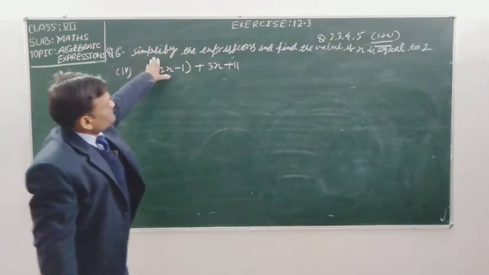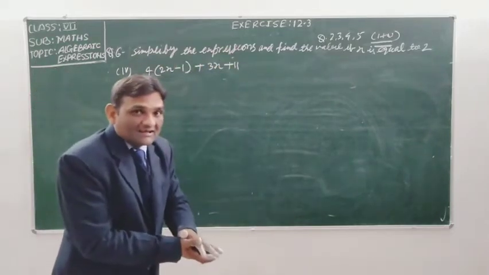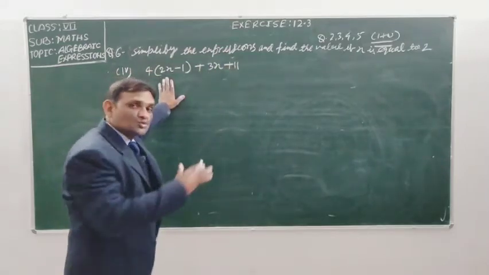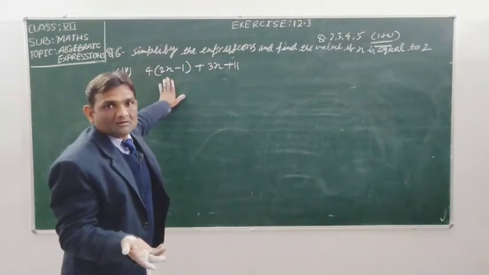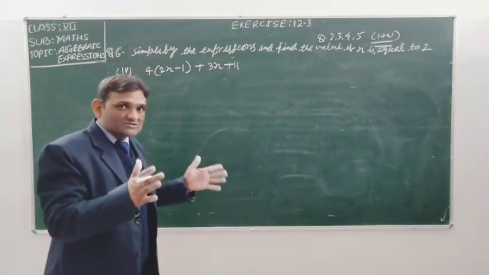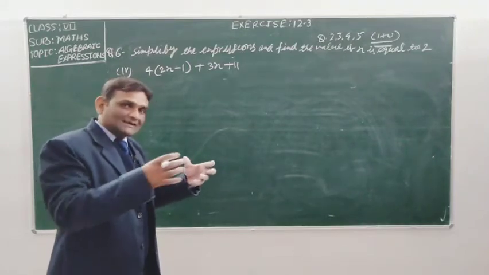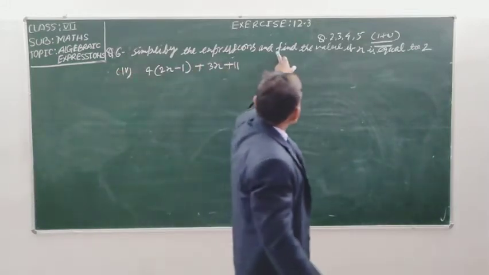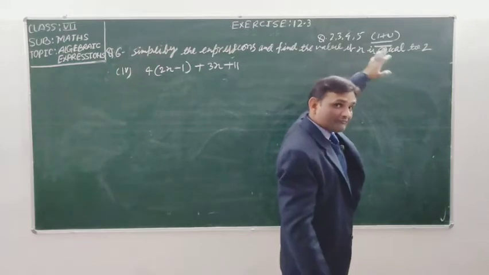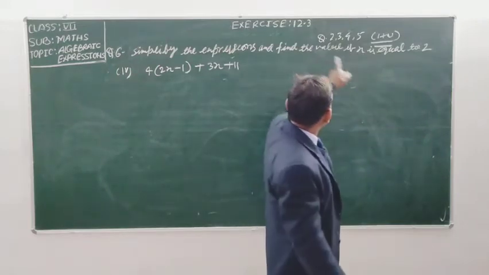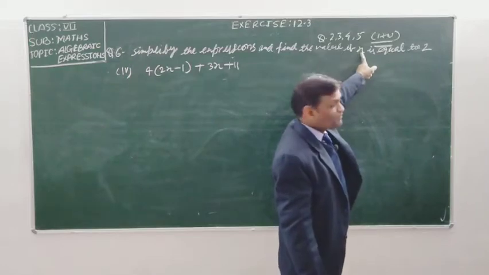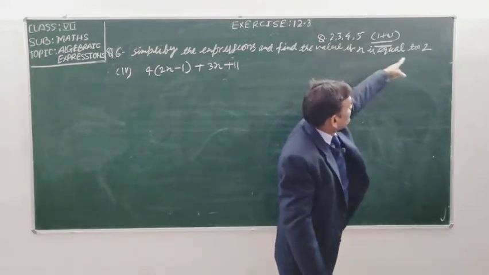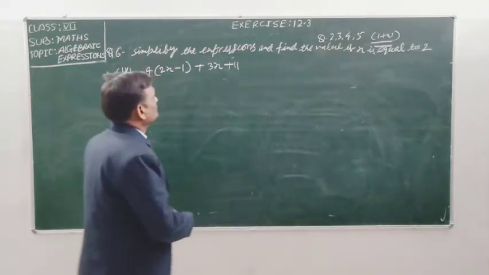Student, the question is saying simplify the expression. Means firstly we need to simplify the given expression. पहले तो जो दिया हुआ expression है उसको हमें सरल करना है. How can we simplify an expression? By taking the like terms together. After this, after simplification, find the value of the expression if x is equal to 2.